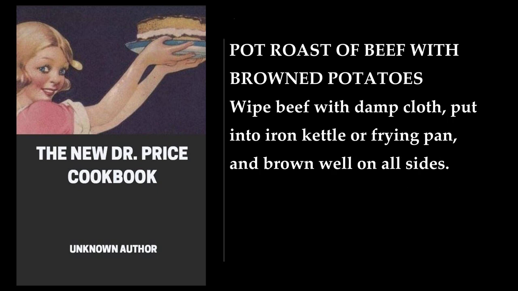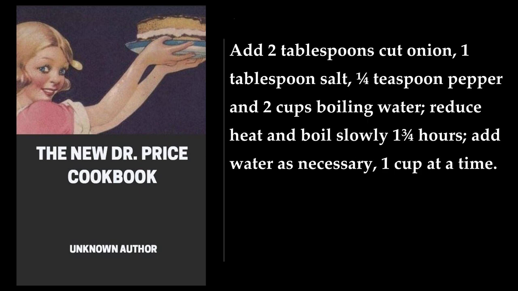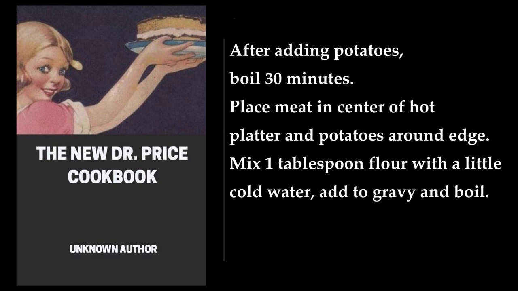Pot roast of beef with browned potatoes. Wipe beef with damp cloth, put into iron kettle or frying pan, and brown well on all sides. Add 2 tablespoons cut onion, 1 tablespoon salt, 1/4 teaspoon pepper and 2 cups boiling water, reduce heat and boil slowly 1¾ hours, add water as necessary, 1 cup at a time. After adding potatoes, boil 30 minutes.